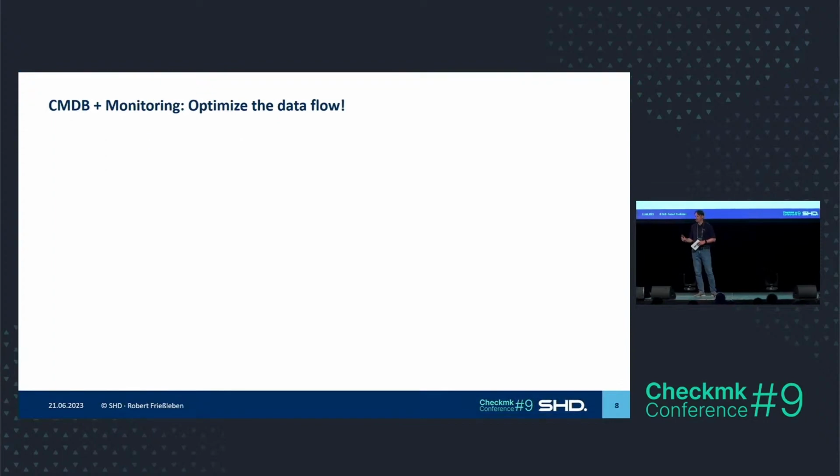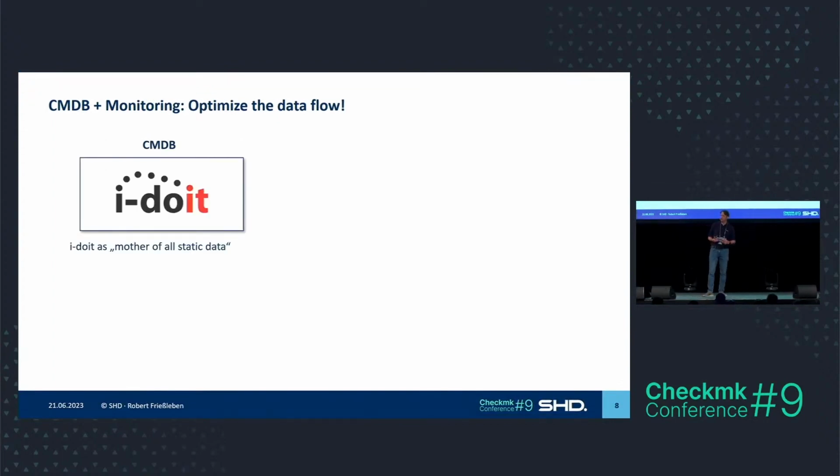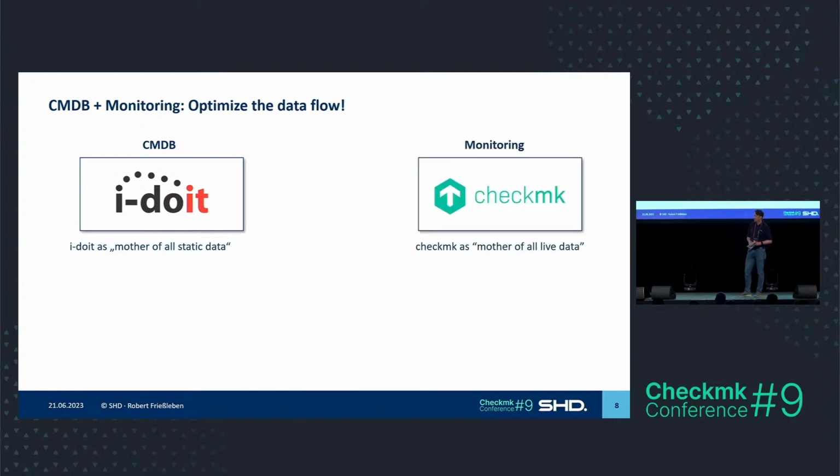So how does it work? On the first side, we have i-doit. As I already said, i-doit is the mother of all static data. This means all the data which defines your IT landscape should be stored and maintained in i-doit. On the other side, we have Checkmk. Checkmk, you all know. Checkmk is the mother of all live data, of all volatile data, data like how much RAM you use, etc. Between these two parts, there's the Checkmk add-on.